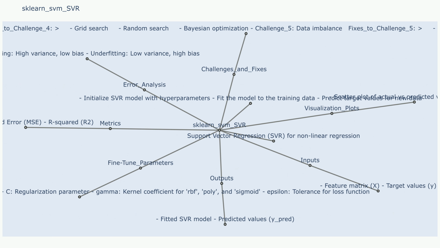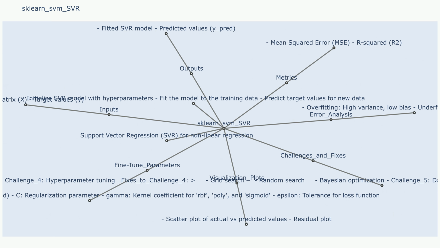Challenge 5: Handling outliers. Sample use case that resulted in challenge 5: Outliers can significantly affect the model's performance by pulling the decision boundary towards them. Fixes to challenge 5: Pre-process the data to remove or handle outliers, or consider robust regression techniques that are less sensitive to outliers.